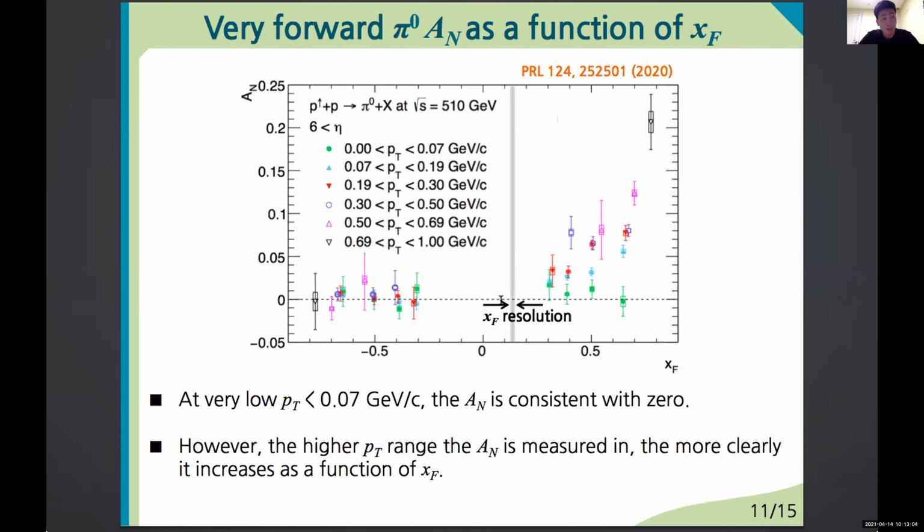Surprisingly, large pi0 A_N was also observed in the very forward kinematic region where the diffractive process is expected to be dominant. If we see the data points from lower to higher PT ranges, at very low PT smaller than 0.07 GeV/c, the A_N is consistent with zero. However, the higher the PT range the A_N is measured in, the more clearly it increases as a function of xF.